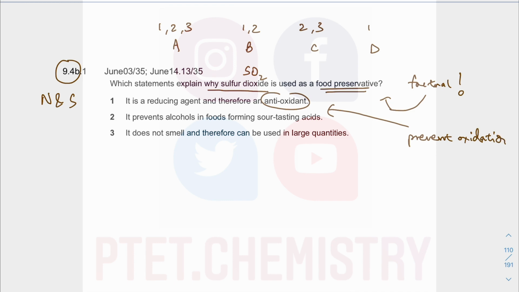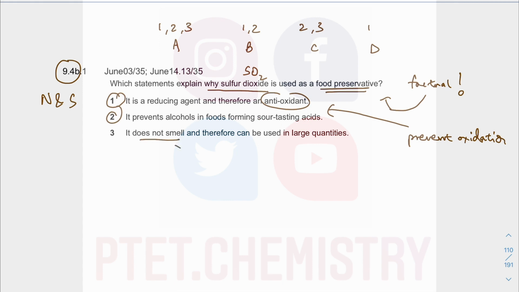If it prevents oxidation, usually we'll check number 2 first, but it's very obvious that it's an antioxidant. It prevents oxidation of alcohol, giving you carboxylic acid. So because it's an antioxidant, it prevents the oxidation of alcohol to give you carboxylic acid. So 1 and 2 are correct.